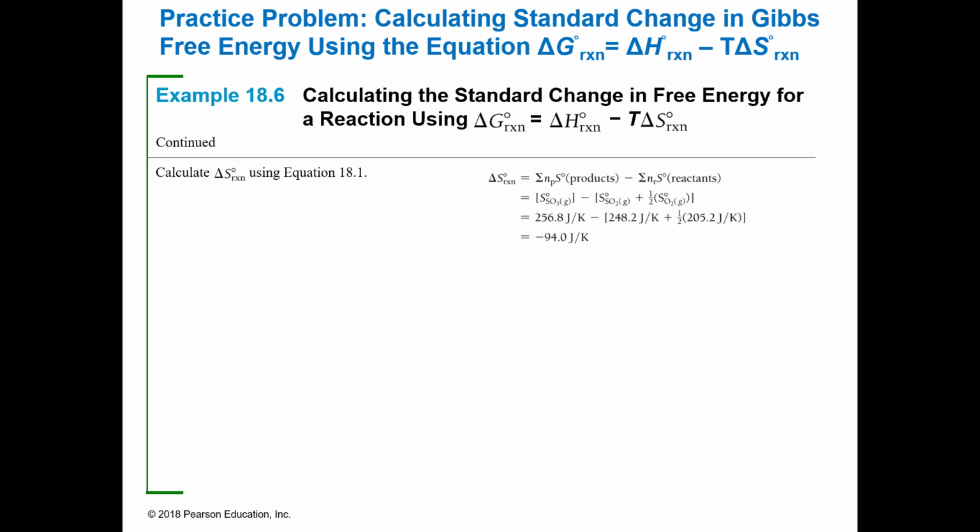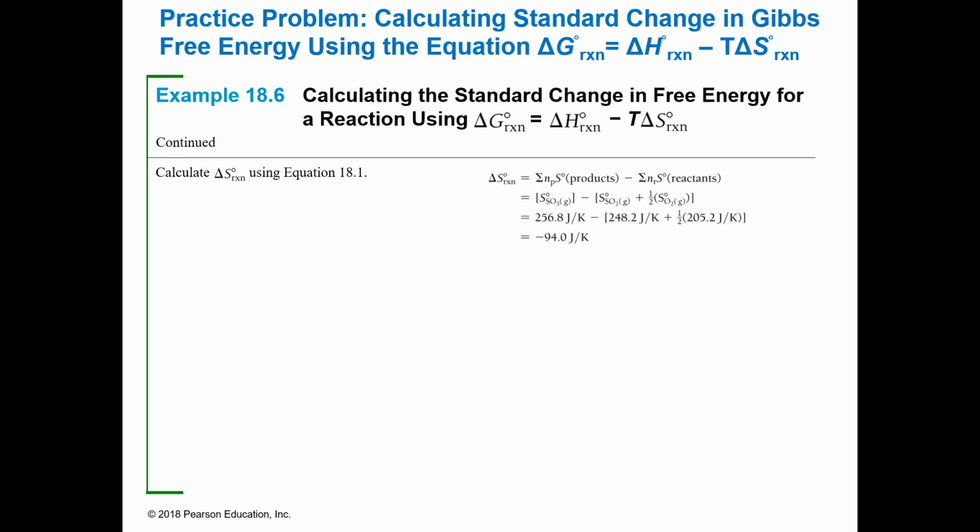So we plug these in, and again, here's where you do make the mistake. This is what I see students do who try to rush this, and they don't solve what's in the brackets. They would say 256.8 minus 248.2 plus 1/2 of 205.2. It's not plus this. Remember, it's subtracting everything within the bracket. So solve for what's in the bracket, and then say 256.8 minus whatever this summation is in the bracket, and you won't make a common mistake.